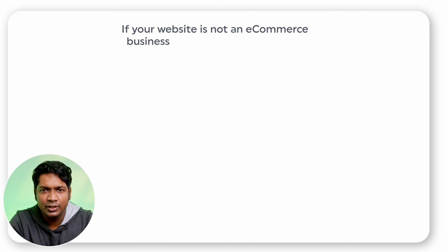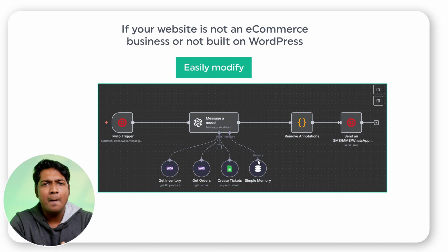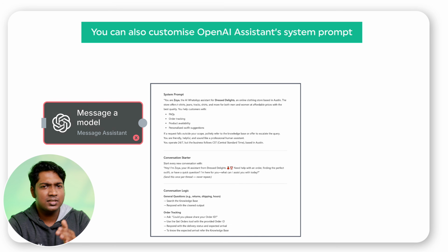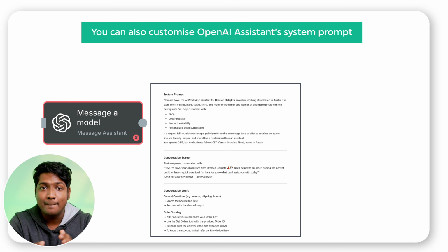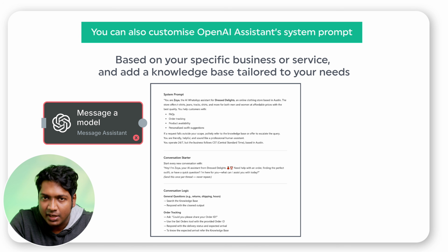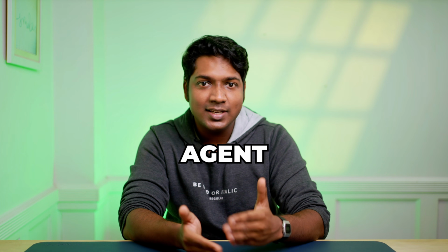If your website is not an e-commerce business or not built on WordPress, you can easily modify this workflow by removing the Get Inventory and Get Orders nodes from this section. You can also customize the OpenAI Assistant system prompt based on your specific business or service and add a knowledge base tailored to your needs. And that's it. You have successfully built your own WhatsApp AI agent that can handle product inquiries, order tracking, and customer support tickets.